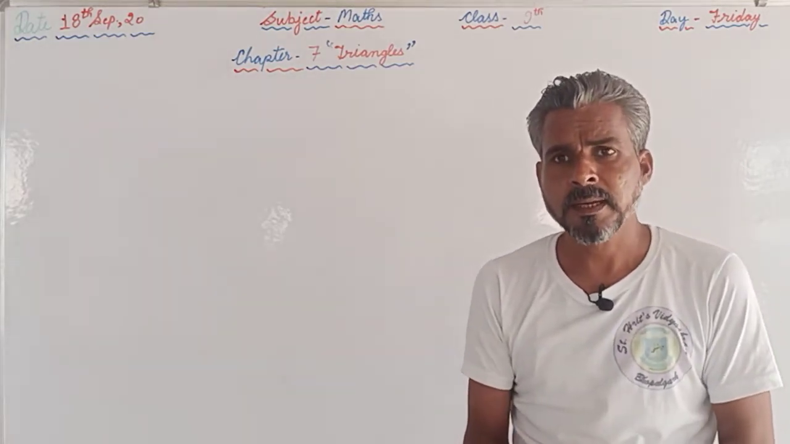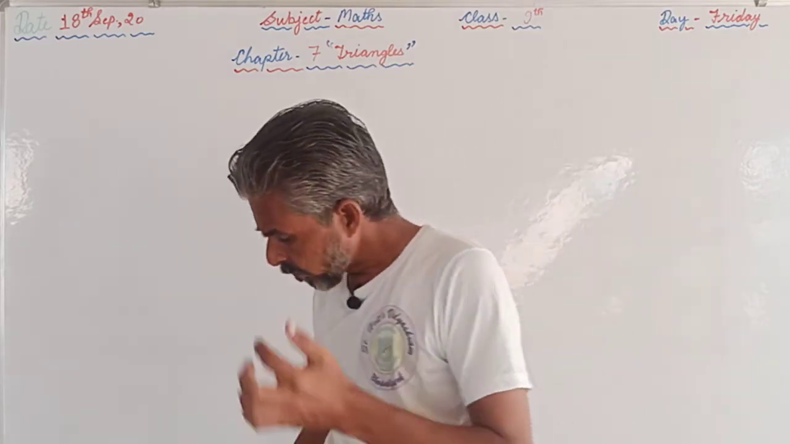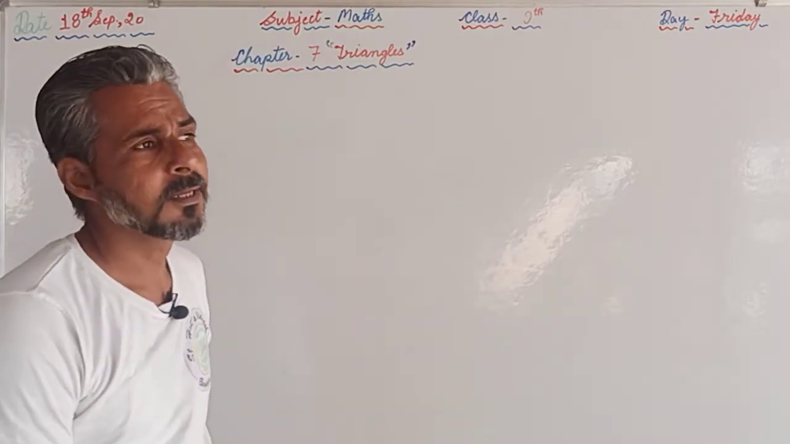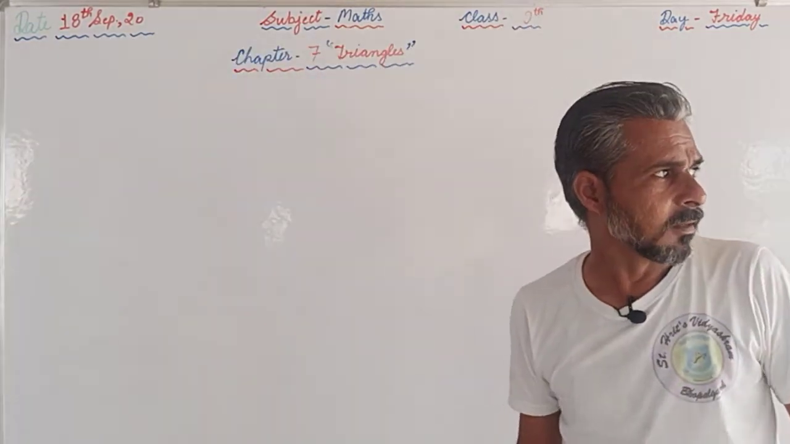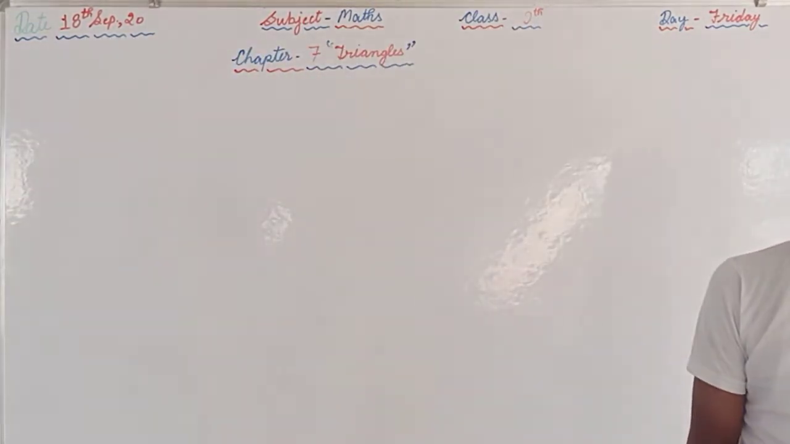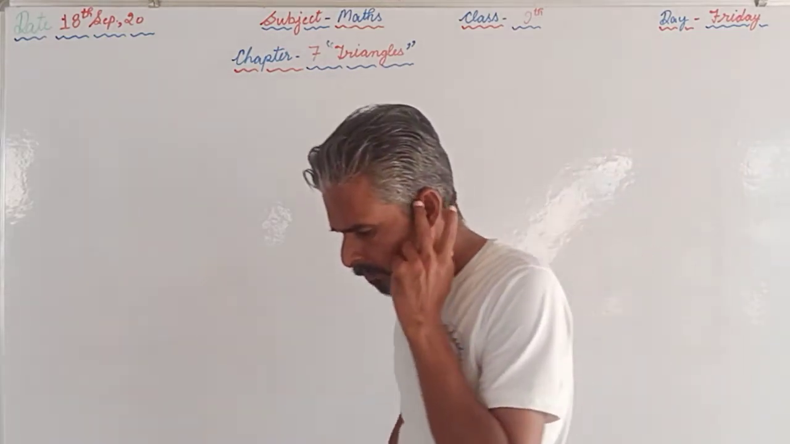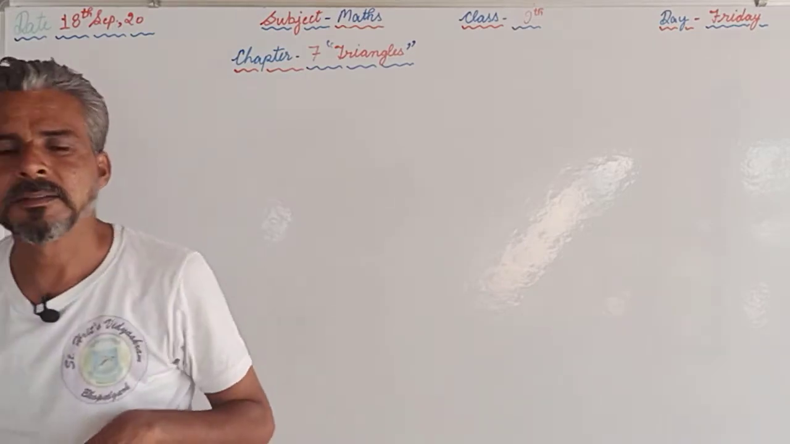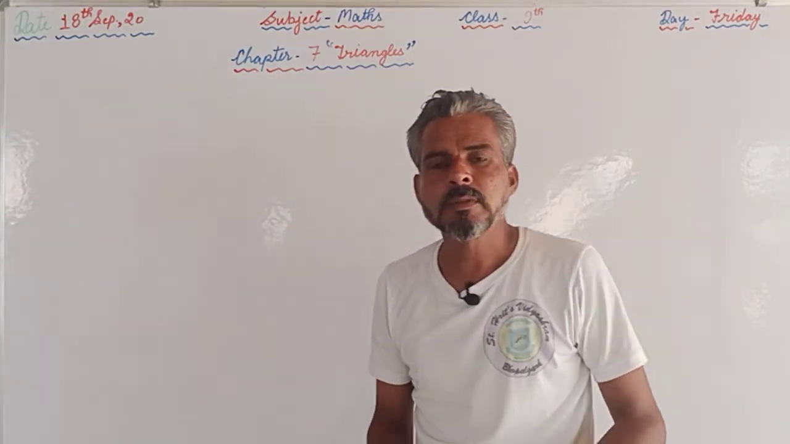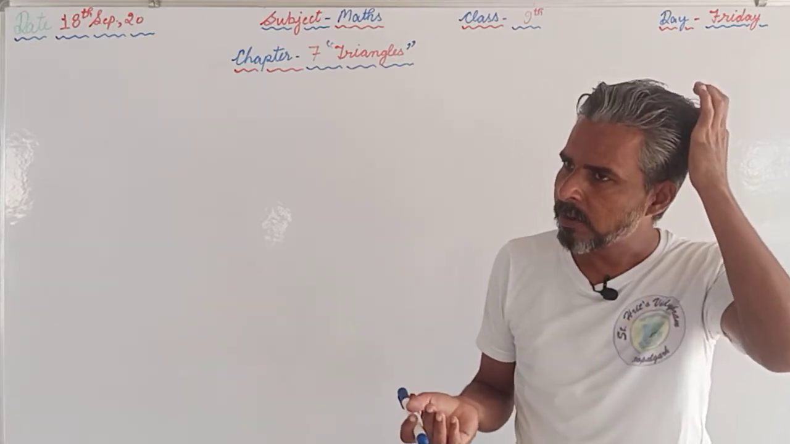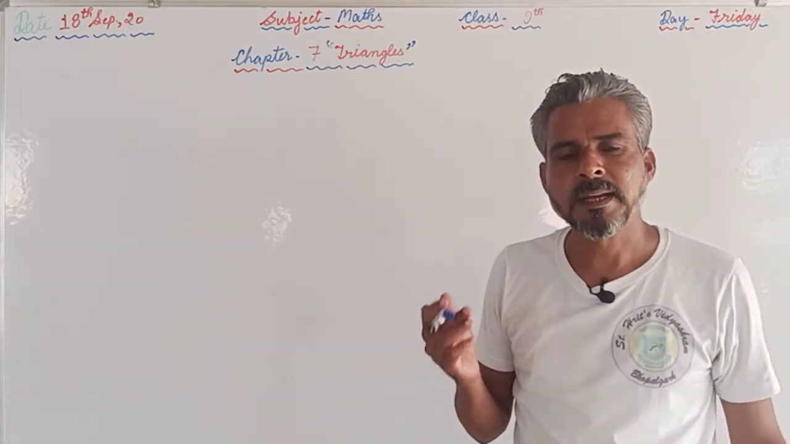This video is for class 9th and the subject is maths, and today we are supposed to start the new chapter, that is chapter number 7, and the name of the chapter is triangle. Now triangle, as you have learned in your lower classes, is a closed figure having three sides, or we can say a three-sided polygon.